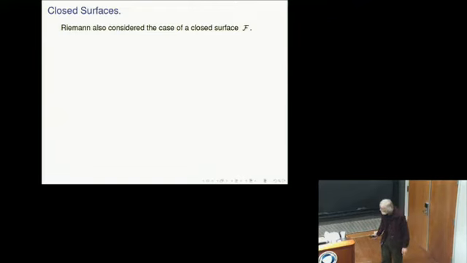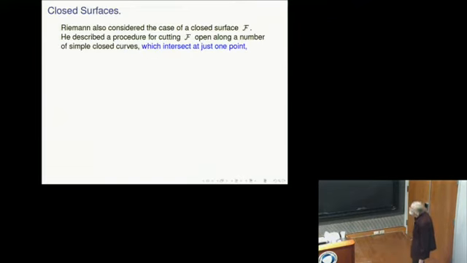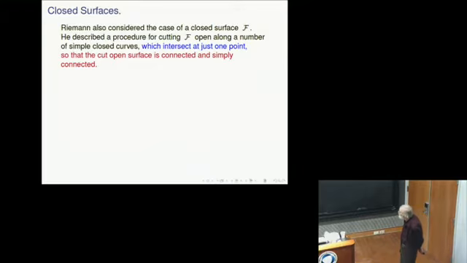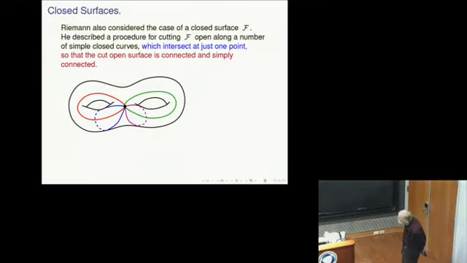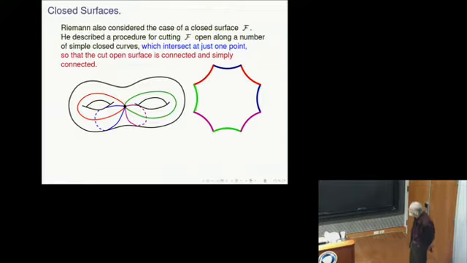For example, a closed surface in complex projective space. And he described a procedure for cutting it open along a number of simple closed curves. And the key point is that these curves should intersect in just one point. And the cut open surface should be simply connected. So here's an example of the surface of genus 2 and 4 curves, which you could use to cut it open, so that the cut open surface looks like this. And then you can get the original surface by identifying the edges in appropriate pairs and with appropriate orientations.